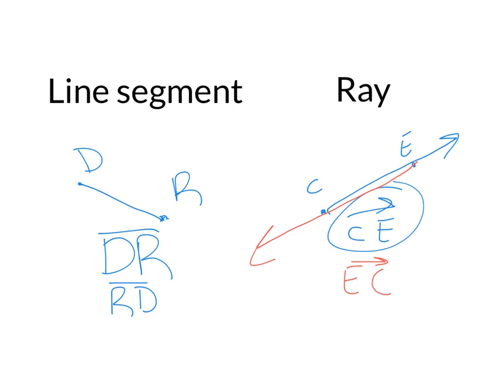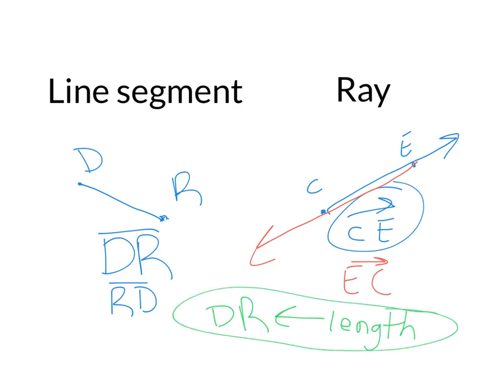Now, you might be asking because you're just curious, what happens if I don't throw anything over the top of it? Let's just say I just had DR. If I just had that, no line segment over it, nothing. What does that mean? This right here is a length. That's saying the distance from D to R. That's what that notates when there's no line over it. It's the length of that segment, the distance between those 2 points. And we'll get into distance formula at another time.